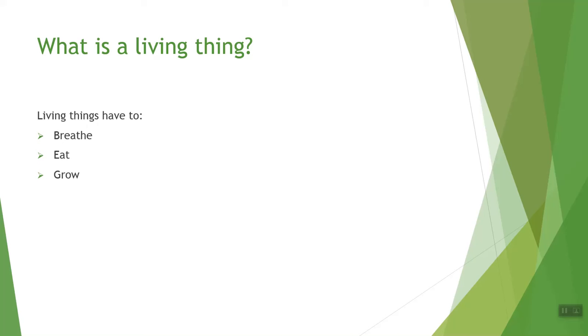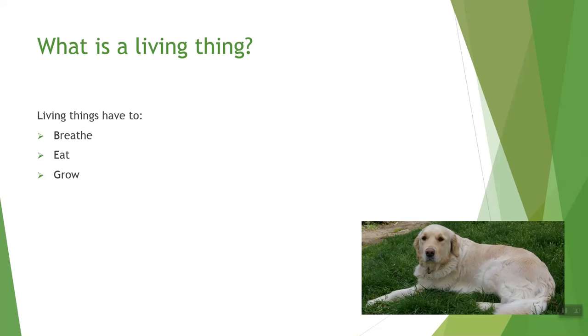An example of a living thing is your pets. So if you have a cat or a dog at home, they are living things. They breathe, eat, and grow. A dog, for example, grows from a puppy to an adult dog. They change from the time they're born up until they're adults.